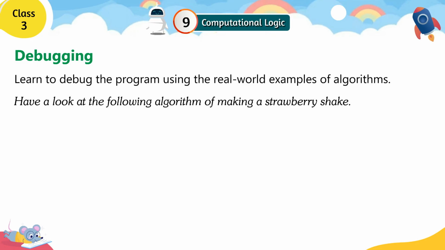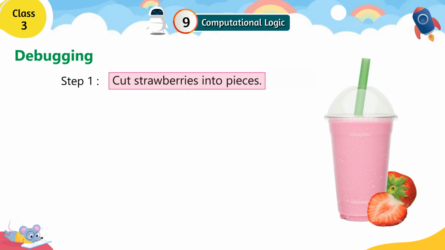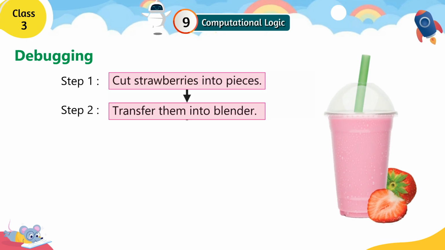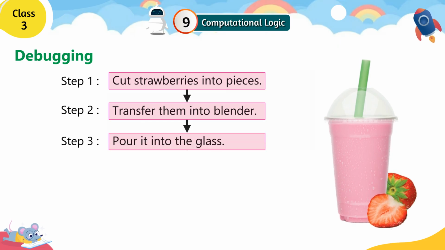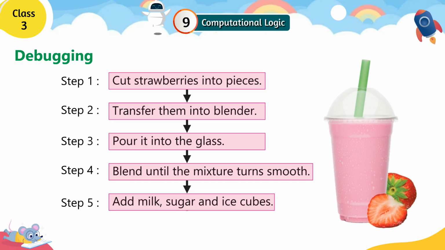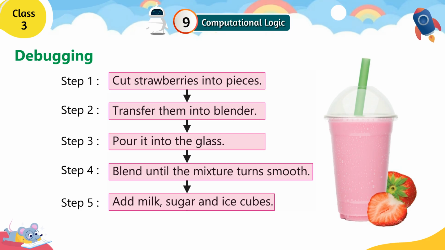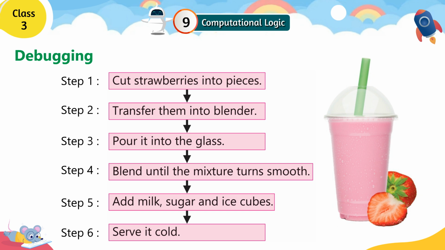Have a look at the following algorithm of making a strawberry shake. Step 1. Cut strawberries into pieces. Step 2. Transfer them into blender. Step 3. Pour it into the glass. Step 4. Blend until the mixture turns smooth. Step 5. Add milk, sugar and ice cubes. Step 6. Serve it cold.